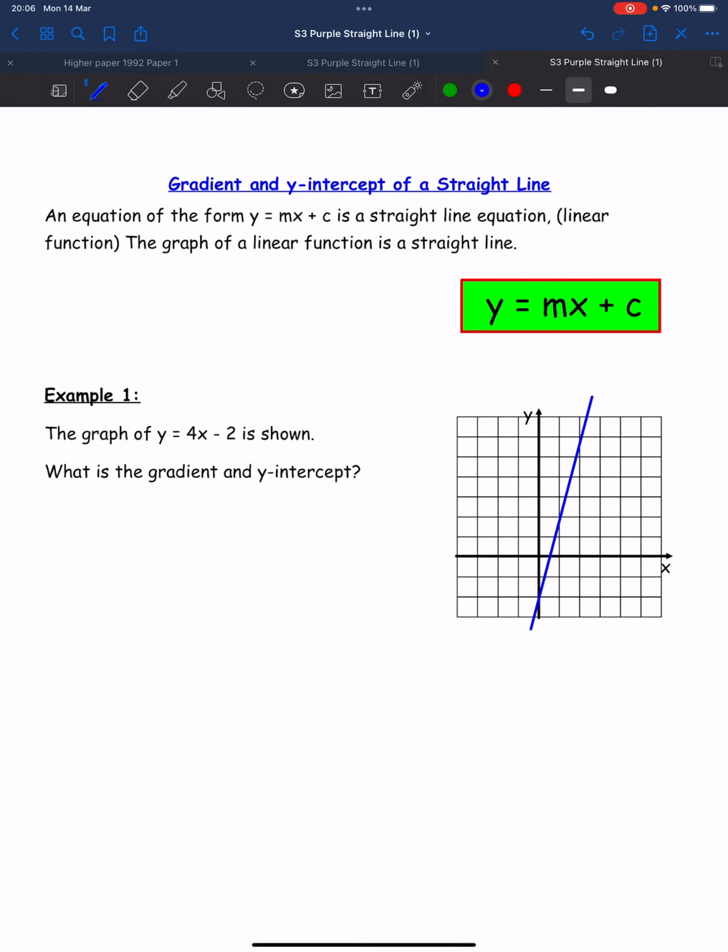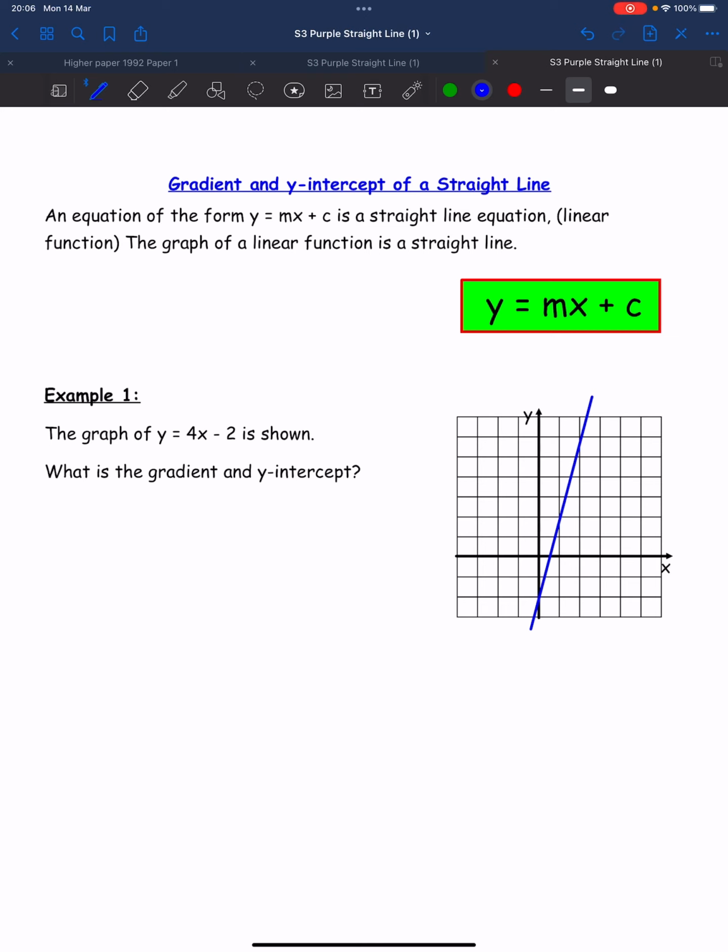Hi guys, we're going to go through some work here on finding the gradient and y-intercept of a straight line. You may have already seen this, but I just want to give you a quick run through over the course of the next period here.